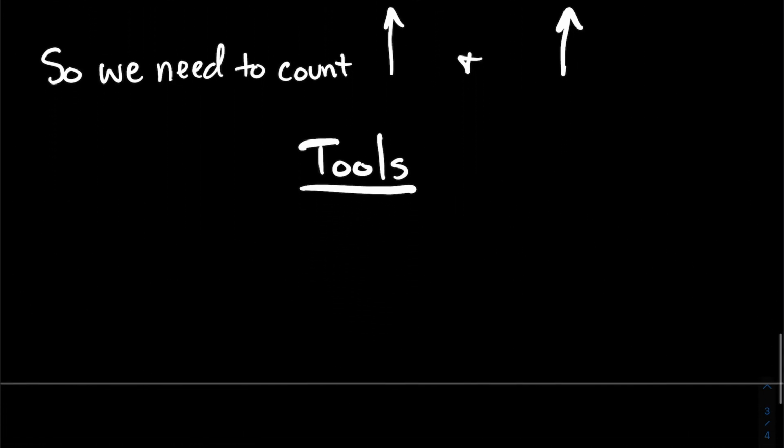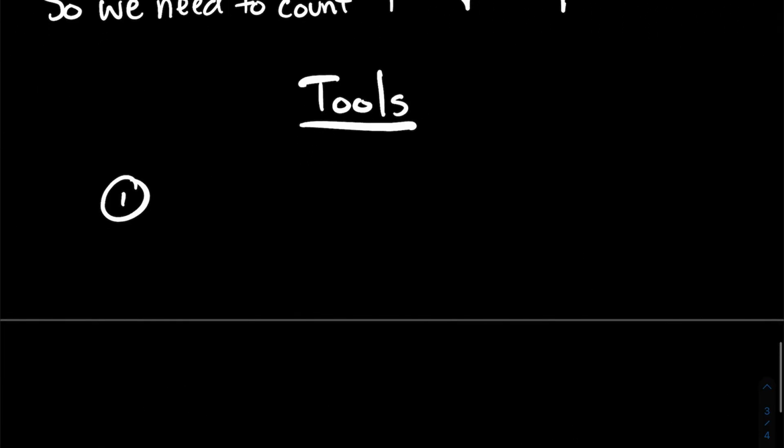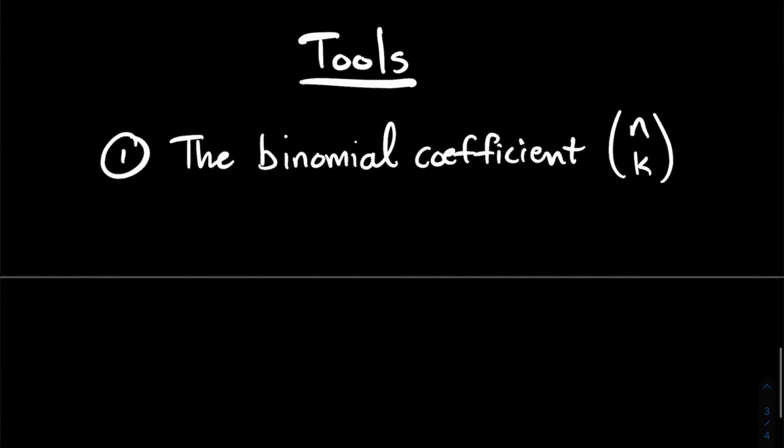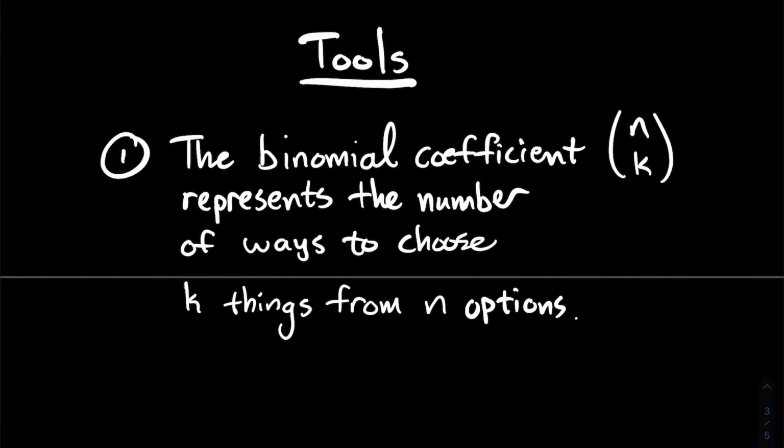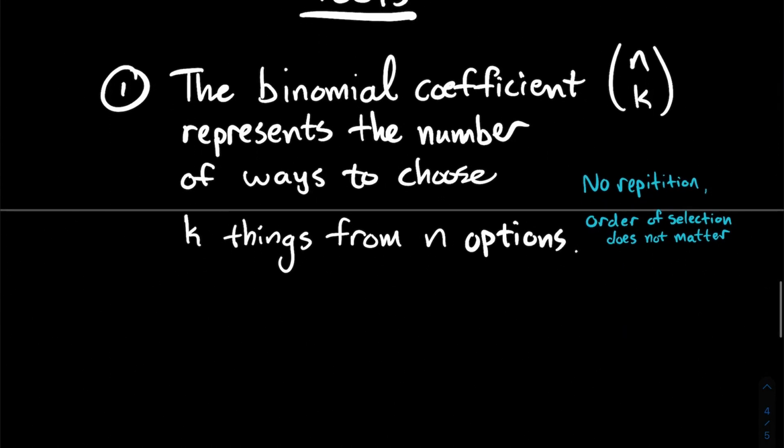Here are the tools that we need in order to do that. The first tool that we need is what's called the binomial coefficient. I'm going to read this as n choose k, and you'll see why I'm saying the word choose shortly. It represents the number of ways to choose k things from n options, with no repetition, and the order of selection does not matter.